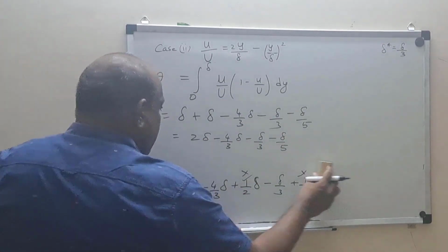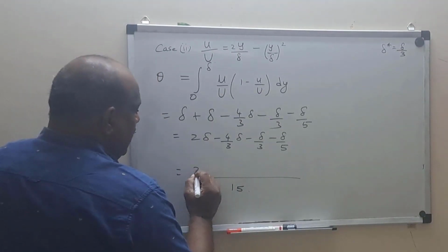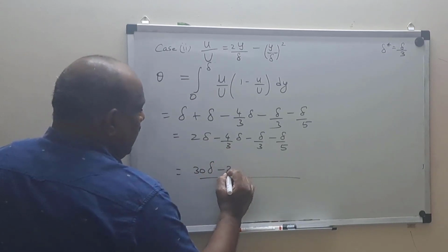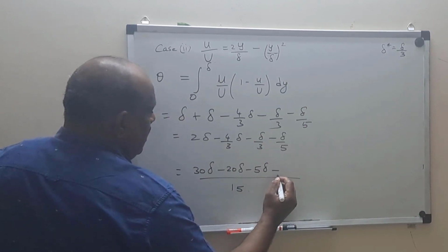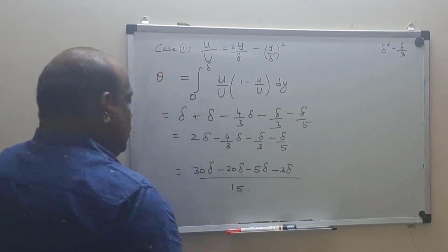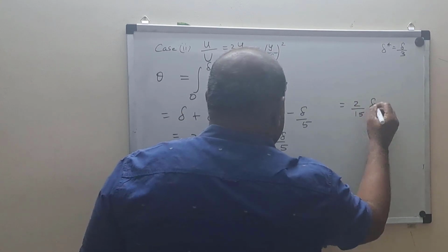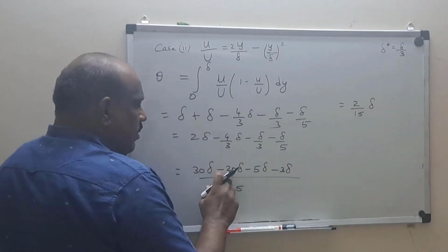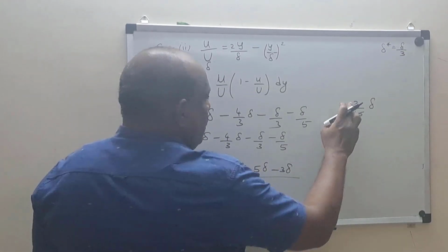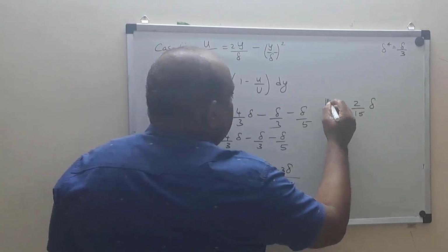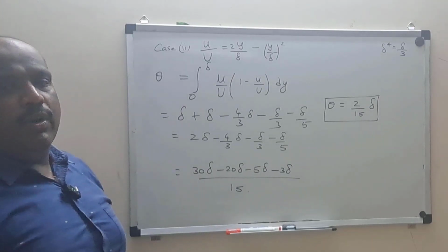We can take the LCM as 15 now. 15 into 2 is 30 delta; 5 into 4 is minus 20 delta; then 5 delta; minus 3 delta. So it will become 2 by 15 of delta: 30 minus 20 is 10, 10 minus 5 is 5, 5 minus 3 is 2. So 2 by 15 delta. What is the left hand side? Theta. So we got the answer: the momentum thickness is 2 by 15th of the boundary layer thickness. Thank you.